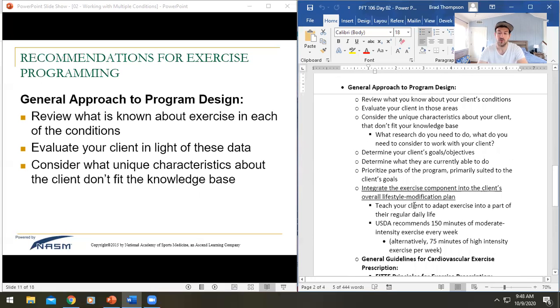All right, so in general, when we're writing these programs, you want to review what you know about what effect those exercises have and how they affect your client's conditions. So if you have a client with osteoporosis, you're going to be like, all right, osteoporosis means low bone density. Then you're going to review what you know about, let's say, squat jumps. Squat jumps are really high impact. My client has low bone density. Is that a safe exercise to perform? Maybe not. Maybe that high impact could result in a stress fracture in your client. So if your client has low bone density, maybe we choose not to do that.